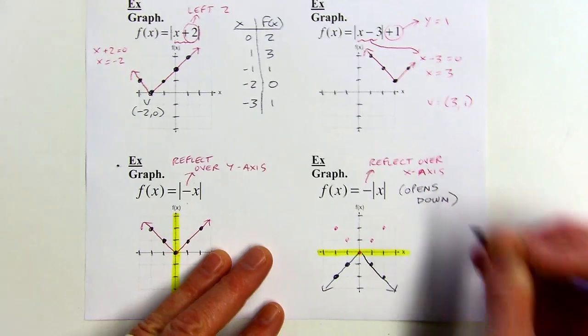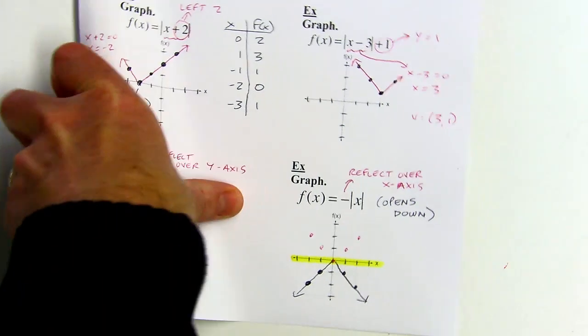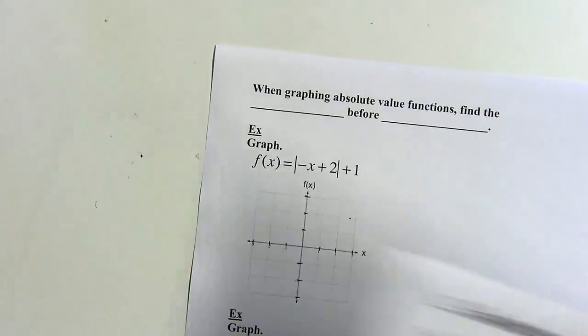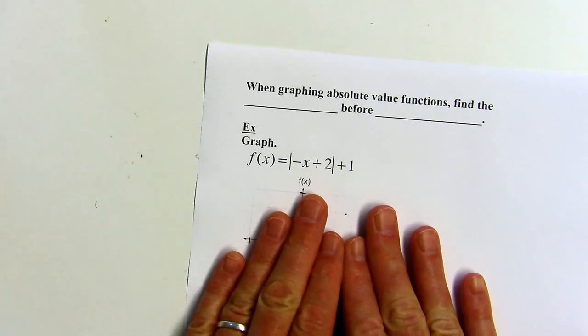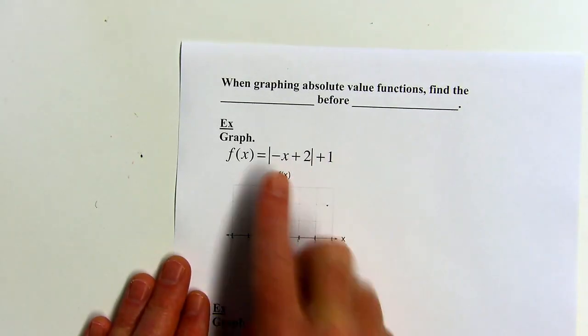And that is super important. On the next page we're going to look at some examples that have reflections and translations where the vertex is going to get moved from these numbers, and that's going to give me a reflection.